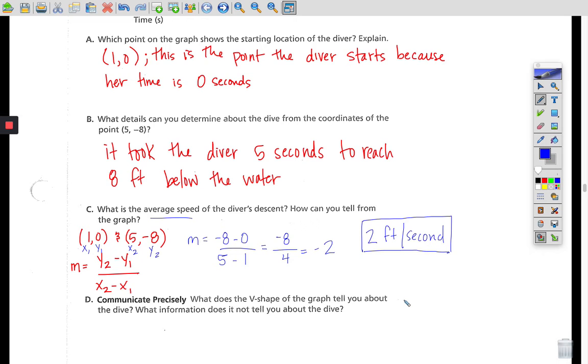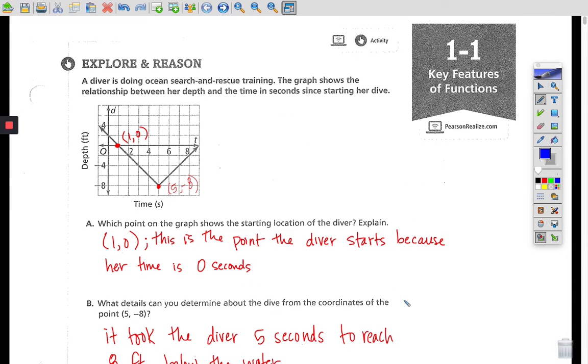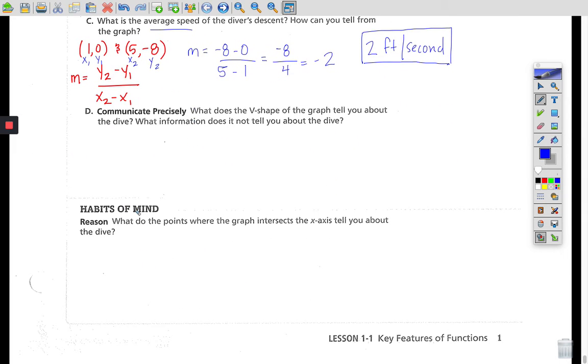All right, we're going to actually skip part D and move down to the habits of mind. What do the points where the graph intersects the x-axis tell you about the dive? So let's look at where the graph intersects the x-axis. So that would be here and somewhere over here, right? That would be where the diver started and also where the diver ended, right? When she went below the surface and then where she came back to the surface. So for underneath habits of mind, I'm going to write that as where the diver is at the surface.